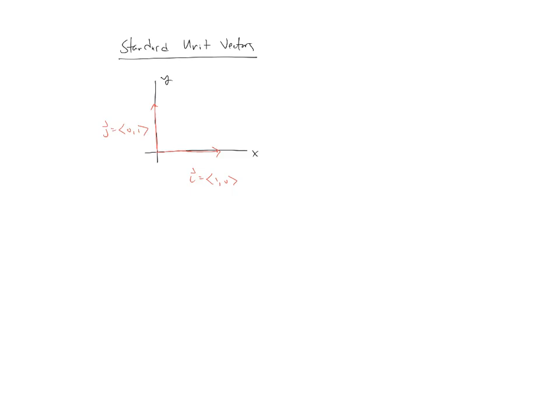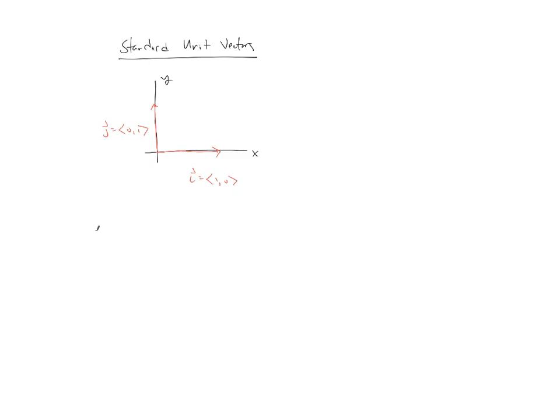Standard unit vectors come into play because of a very important property. The property says that every single vector can be represented by a linear combination of standard unit vectors. So every vector can be represented by a linear combination of standard unit vectors.